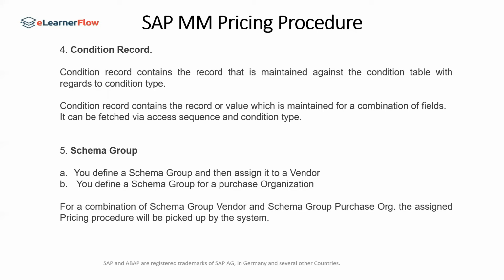The next configuration setup is schema group. So you define a schema group vendor and then assign it to the vendor. Then you define a schema group for a purchase organization and assign it to the purchase organization. For a combination of schema group vendor and schema group purchase organization, the assigned pricing procedure will be picked up by the system.